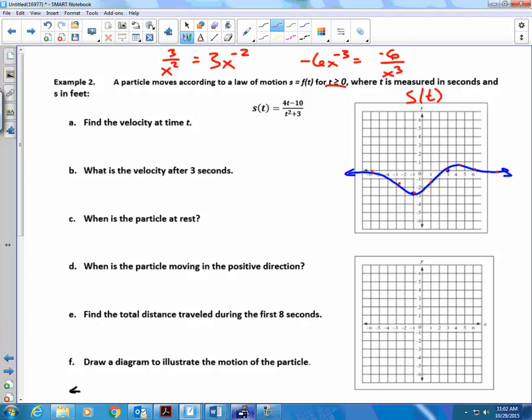It says find velocity at time t. On your AP exam, you'll actually write this: s prime of t, showing that you're taking the derivative of the position function, is equal to v of t, which is equal to, I've used the quotient rule. So I take the derivative of the top. What's the derivative of the top? 4 times the bottom left alone, t squared plus 3, minus the top left alone, 4t minus 10, times the derivative of the bottom. What's the derivative of the bottom?